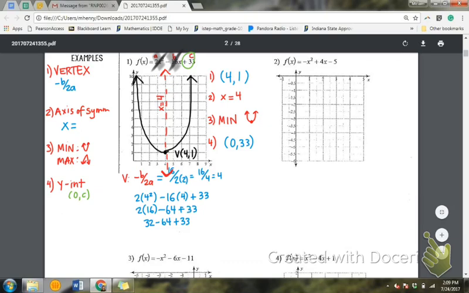So let's try number 2. The first thing we're going to do is find our vertex. So when we find our vertex, how do we start that? Negative 4 times... What formula are you using, Crystal? Negative b over 2a. There you go.